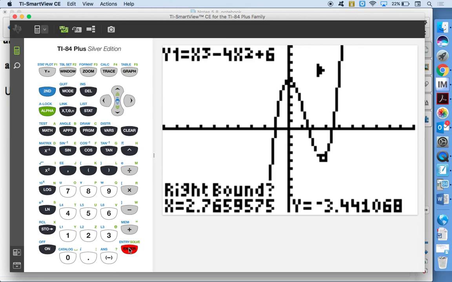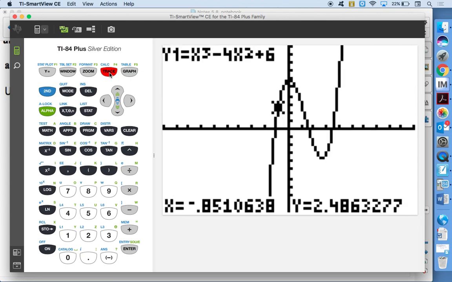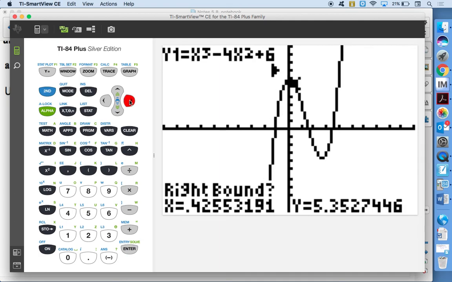Again, that little blinking buddy now needs to be to the top of my turning point. Left bound means it should be on the left of it. So I want to be on the left side of it, and then the right bound on the right.